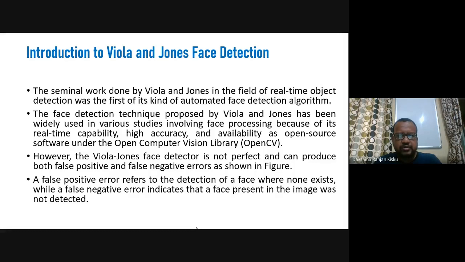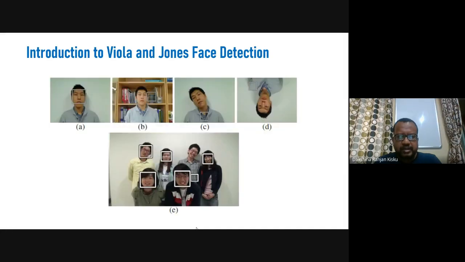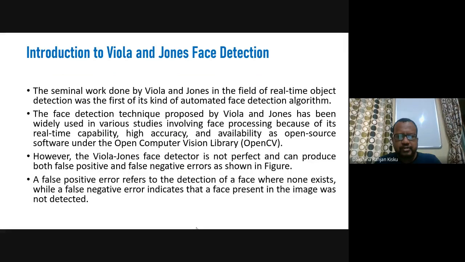Since this was the first face detection algorithm, it was not perfect and could produce both false positive and false negative errors. Here you can see the images where we can have the false positive and false negative errors. So what are false positive and false negative errors?